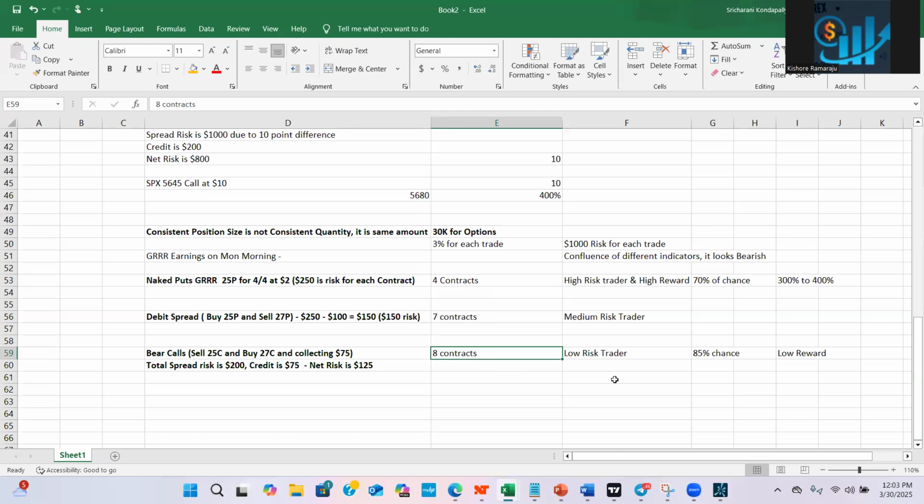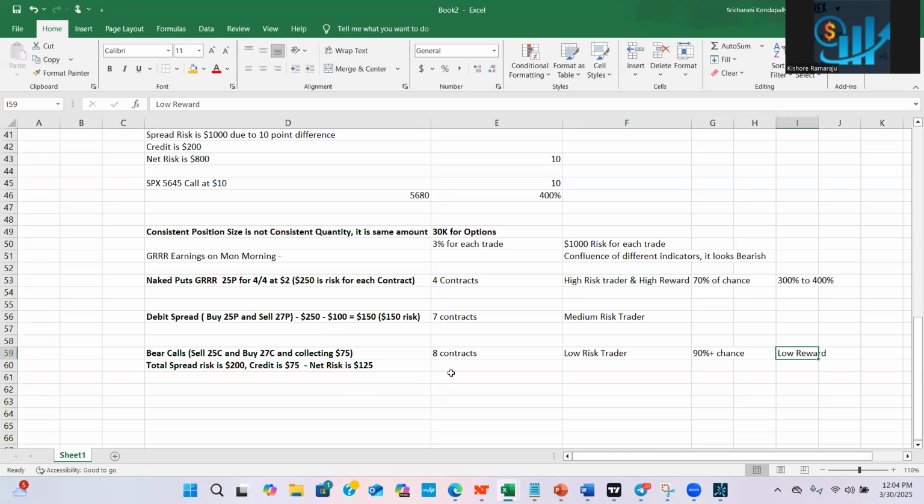Or, right, you are more of a low risk trader. You want a higher chance of making money, a 90% plus chance to make profits, right? You are happy with low reward. You don't want 200%, 300% in one day. Even if you are collecting $75, you are happy with it, right? You are spending 125, you are collecting 75, approximately 40%, 50% profit in one day. If you lose, you lose 125. If you win, 90% of the time, you can keep all the $75.